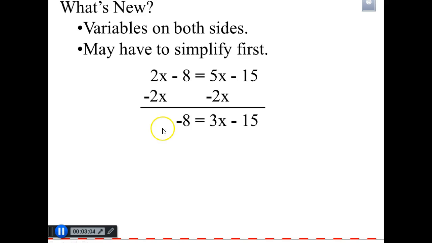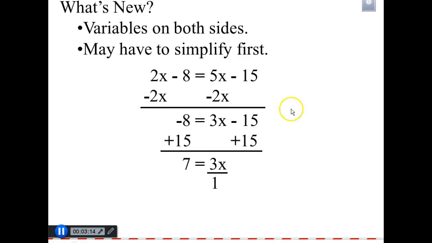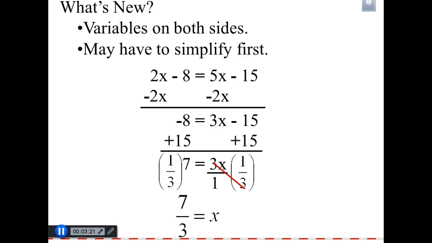Now from here, since we put the variables on the right-hand side by subtracting it here, we need to get the numbers to the left-hand side. So once again, the opposite operation, right? So we got 7 equals 3 times what? 3x, right? And you can divide by 3 or multiply by a third on both sides, just like we have been doing, and get your final answer, 7/3.